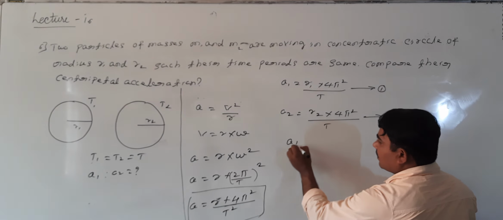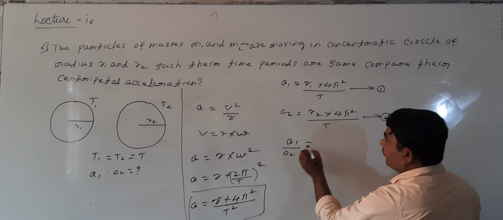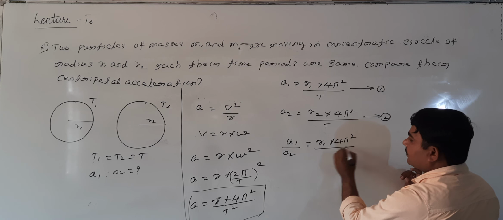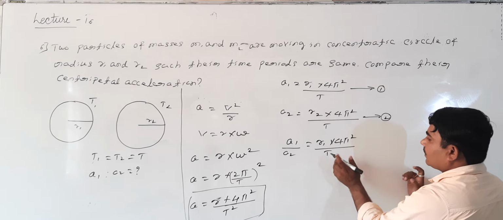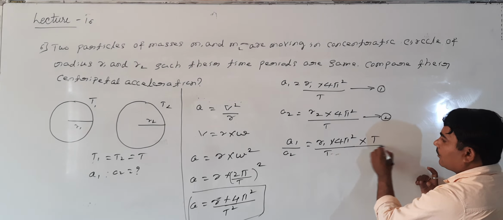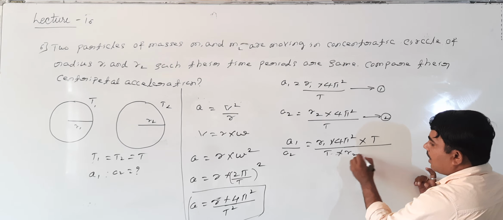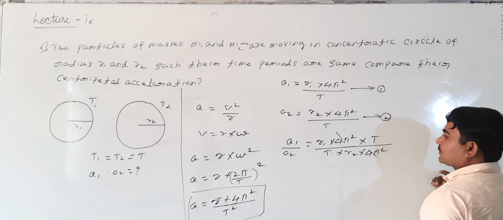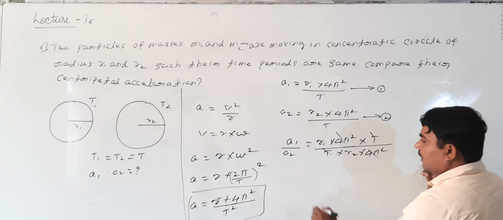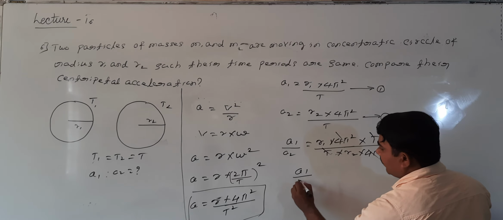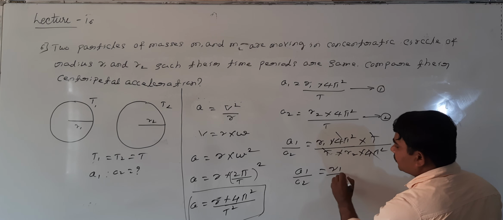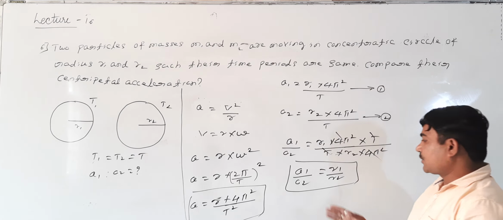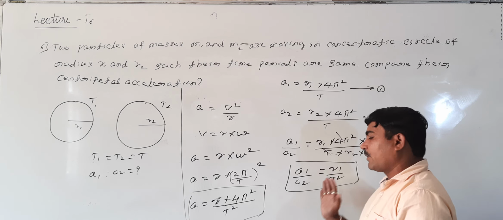Simply divide equation 1 by 2. What are you getting? a1 divided by a2 equal to how much? r1 into 4 pi square divided by T into T, whole divided by r2 into 4 pi square. 4 pi square and 4 pi square get cancelled, T gets cancelled. What are you getting? a1 divided by a2 equal to r1 divided by r2. Centripetal acceleration a1 divided by a2 equals r1 divided by r2.